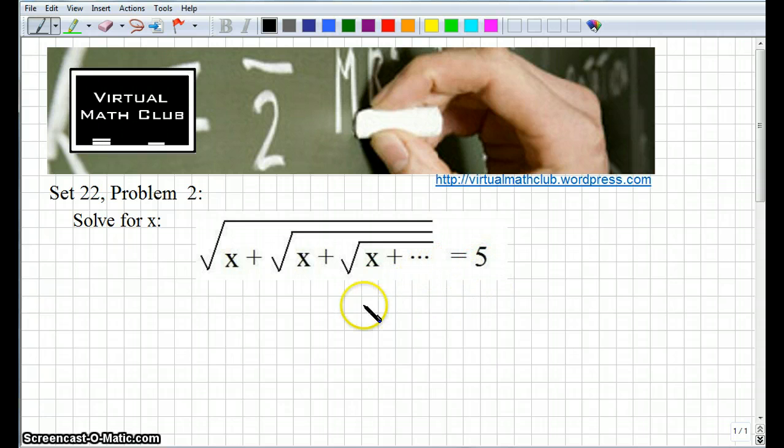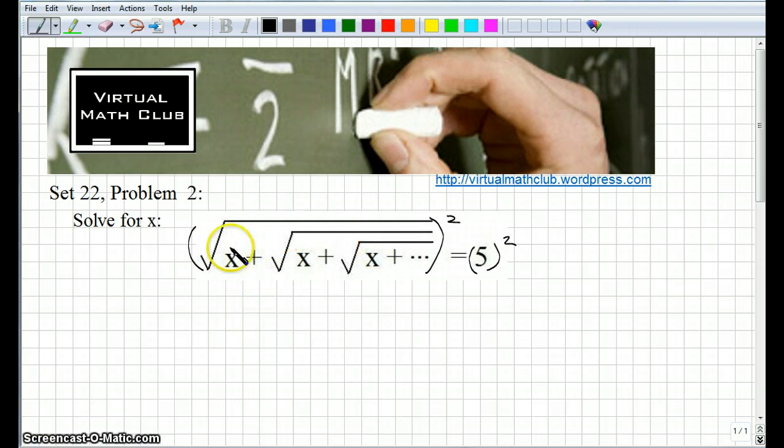But let's just take a look at this. If this were any other problem, like if this were a finite problem, what would you do? You'd probably square both sides, and then try to undo all the square rooting and come up with an answer. So let's just try that. I'm going to take this whole thing and square it. But in order for the equality to hold, I have to square the other side as well. So I'm going to square both sides.